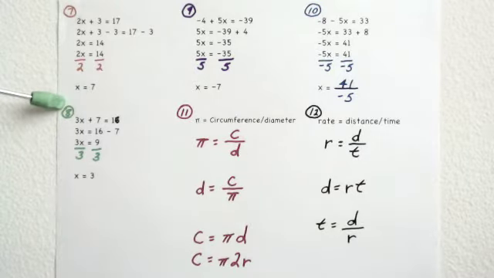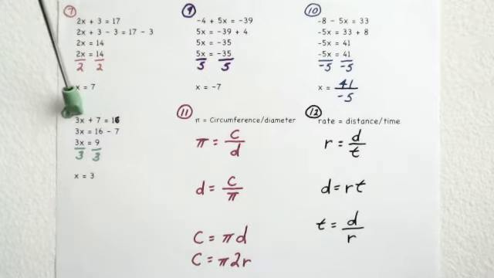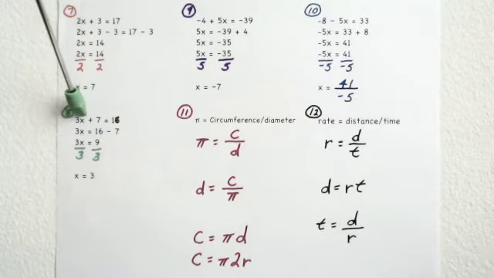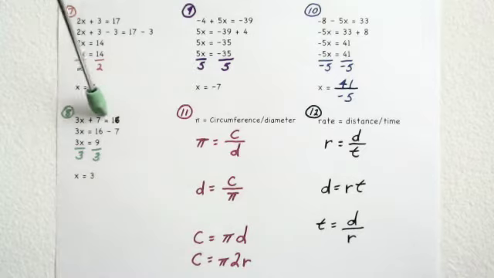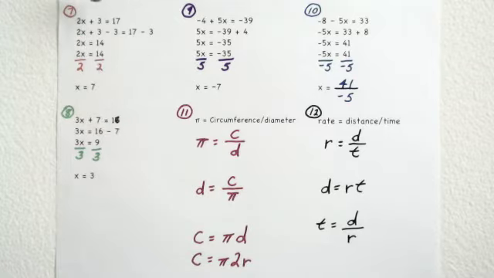Number 8, 3x plus 7 equals 16. Again, we have two steps. First, we must move this positive 7 away from the term that has the variable. Then we must get rid of this 3 being multiplied to the variable. So I'm going to pick up this positive 7, move it to the opposite side of the equal sign where the sign changes to negative 7.